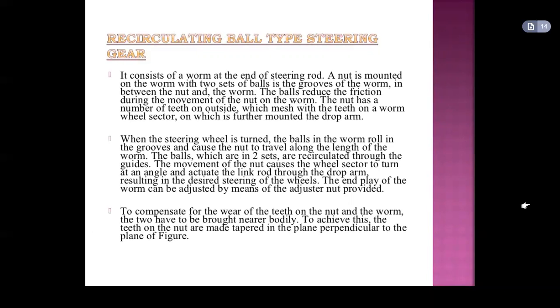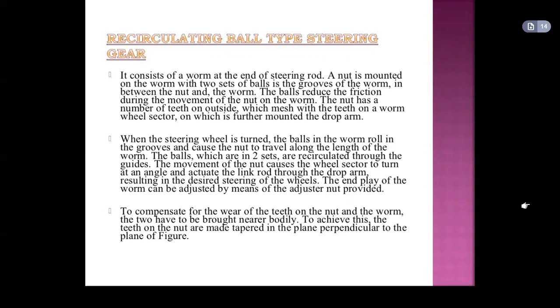When the steering wheel is turned, the balls in the worm roll in the grooves and cause the nut to travel along the length of the worm. The balls, which are in two sets, are recirculated through the guides. The movement of the nut causes the wheel sector to turn at an angle and actuate the link rod through the drop arm, resulting in the desired steering of the wheel.